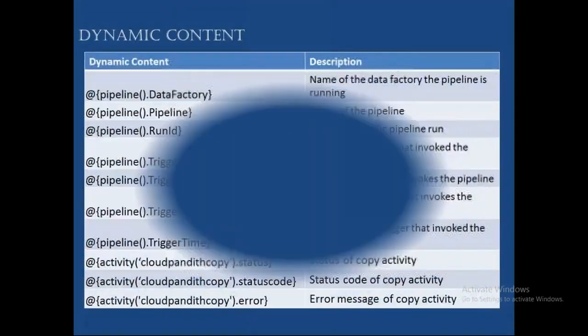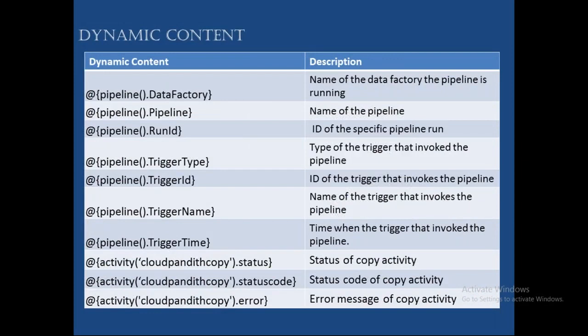Now we'll see dynamic content. So this is the dynamic content I'm going to use. See here, @pipeline().DataFactory to get the data factory name from which you are running the pipeline. @pipeline().Pipeline means it is going to give you the pipeline name. Remember, @pipeline().RunId means whenever you run a pipeline, a unique ID will be given. Trigger type.